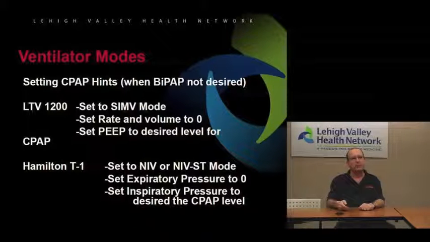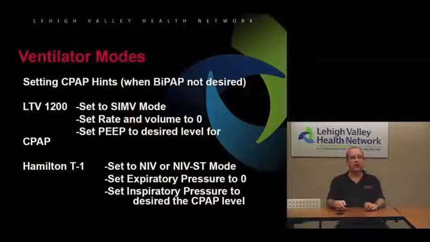Just some CPAP hints, and that's when you're using only CPAP, which is pretty unusual unless you're using one of those disposable CPAP setups in the 911 vehicle. But typically in the critical care transport environment, we're going to use BiPAP. But in those rare cases when we're only using CPAP, for the LTV 1200 ventilator, we just simply set the machine to SIMV mode, set the rate and volume to 0, and then set PEEP to your desired level of CPAP.